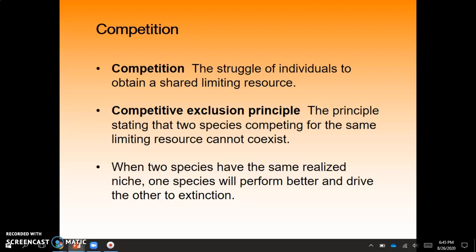So the first negative interaction that we're talking about is competition, and this is the struggle of individuals to obtain a shared limiting resource, okay? So what that means is that if you are an organism, let's say in a forest ecosystem, and there are squirrels and, let's say, chipmunks, and both the squirrels and the chipmunks want to eat acorns. Okay, I'm actually not an expert. I don't even know if chipmunks eat acorns, but just stay with me here.